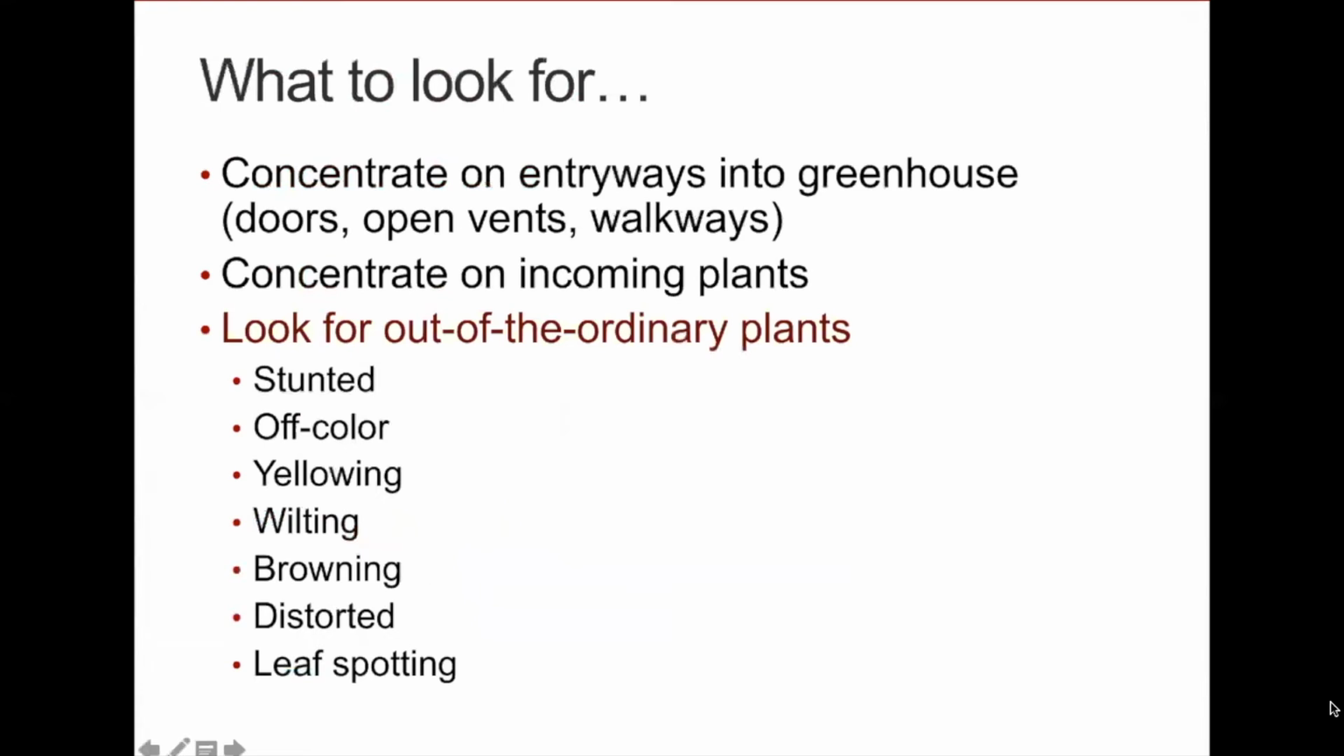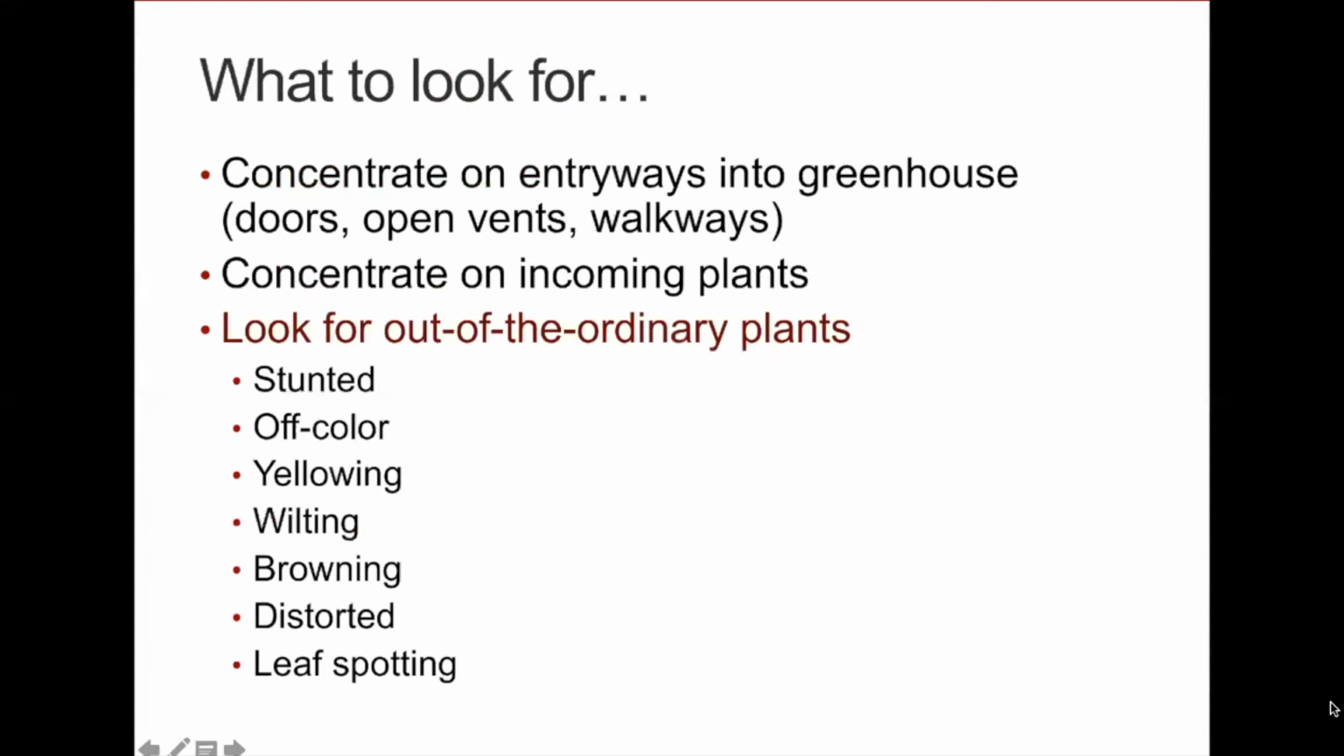So whenever we're scouting, you really want to concentrate on the entryways into the greenhouse, like doors, open vents, or walkways, because in these areas a lot of that residual inoculum is going to be occurring. You have people coming in from outside and from different areas, and that could pass along the inoculum to the plant material. So usually those are the first ones to be affected.